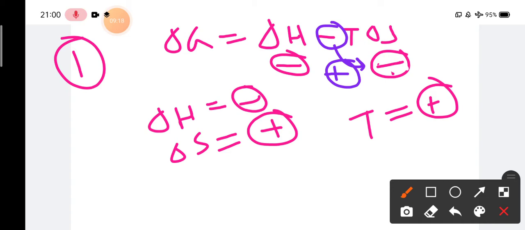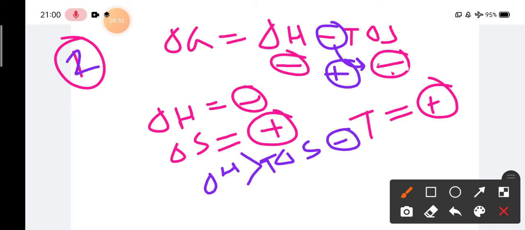So here there is condition number 2, where del H is negative and minus T delta S is positive. If the magnitude of delta H is greater than T delta S, then del G will be negative and the reaction will go on. The reaction will be spontaneous.